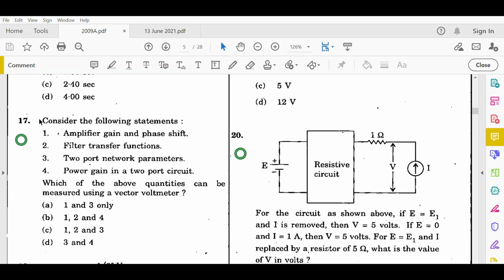The 17th question is: consider the following statements. First, the amplifier gain and phase shift. Second, filter transfer functions. Third, two-port network parameters. Fourth, power gain in a two-port circuit. Which of the above quantities can be measured using a vector voltmeter? That is the question.